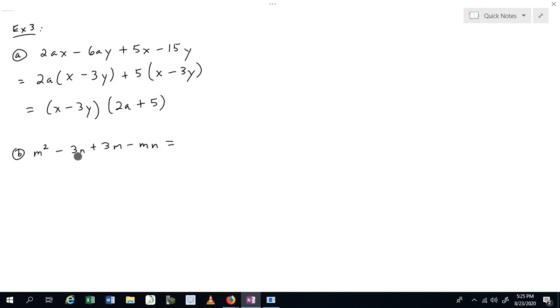So let's rearrange this in a different way. When you add and subtract numbers, you can write it in different orders, right? And it'll still be the same. So what I'm going to do is maybe take m squared and then say minus mn. So I'm putting this up here. And then maybe minus 3n plus 3m.